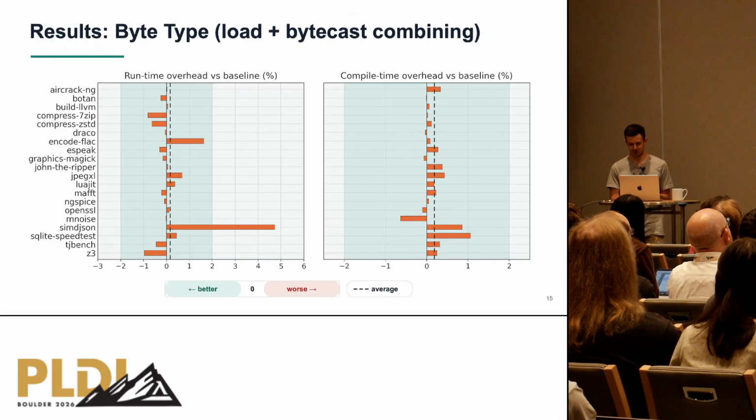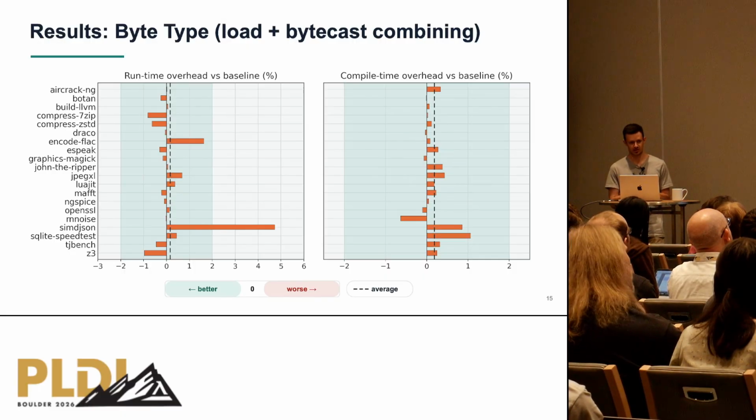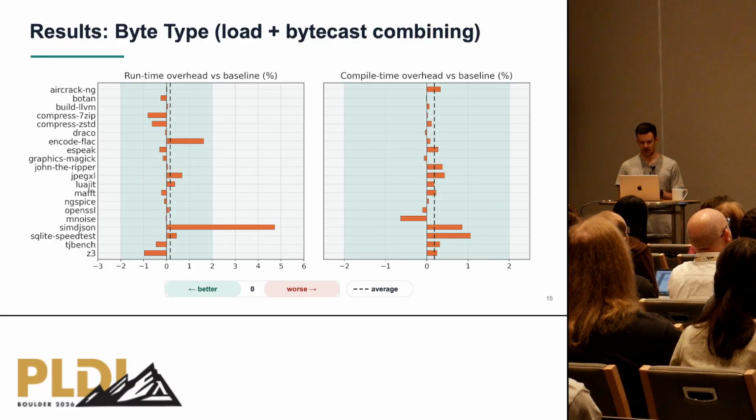So here are the results with the new folds. We see that the average runtime regression reduces to 0.2%, and compile time stays largely unchanged.